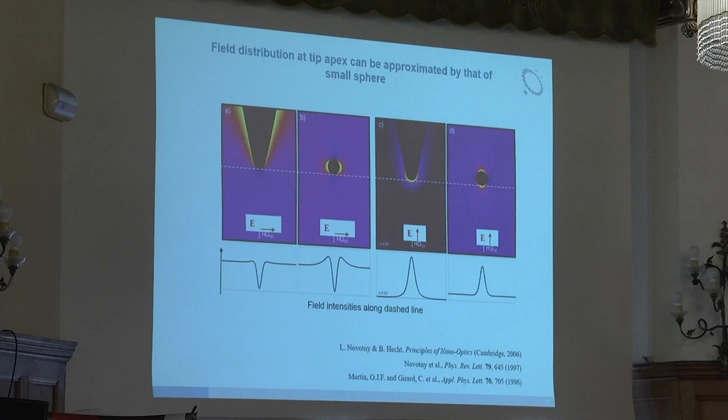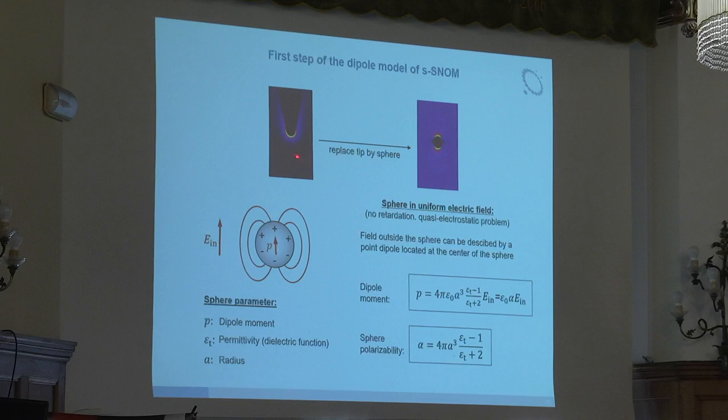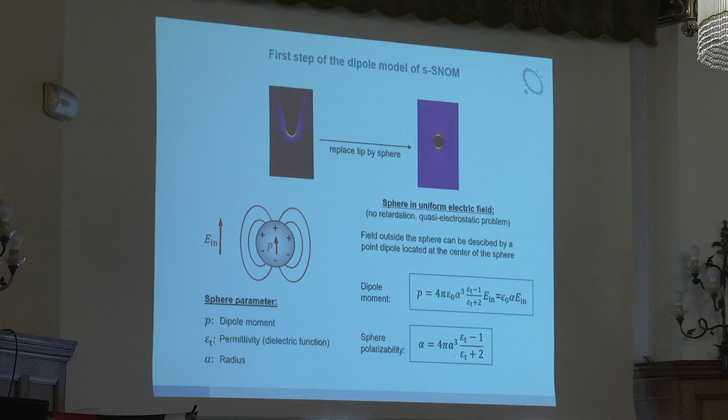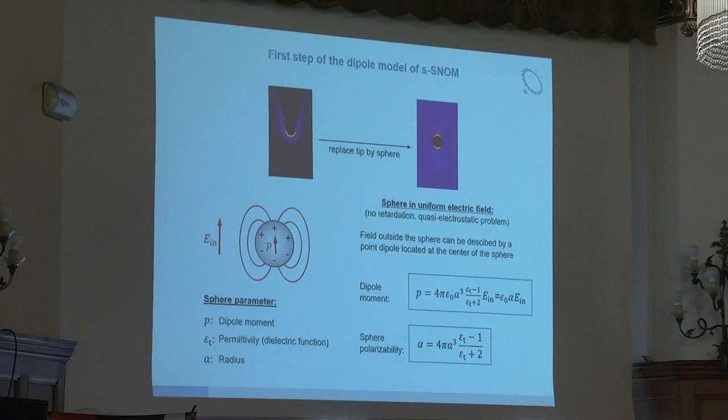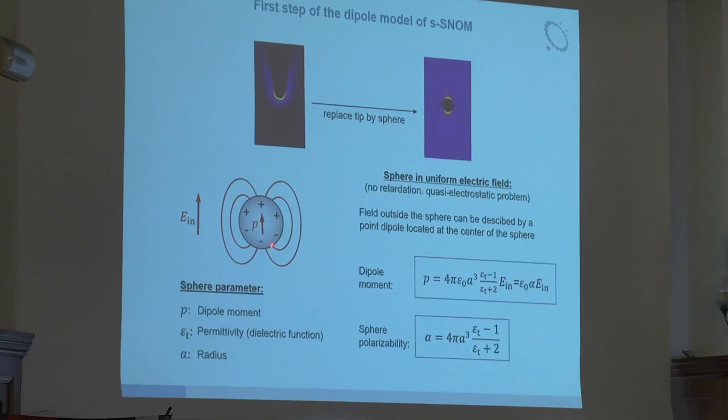So what do we do in this model? Well, we replace the tip by a sphere, an isolated sphere in the electrostatic limit. If we have a 10 micrometer wavelength, and we shine it on a sphere that is 20 nanometer, such that it fits into the tip apex, then we are in the quasi-electrostatic limit, and retardation does not play a role. And then, in this quasi-electrostatic limit, the field distribution around a sphere is exactly described by that of a point dipole that sits exactly in the center here, right?